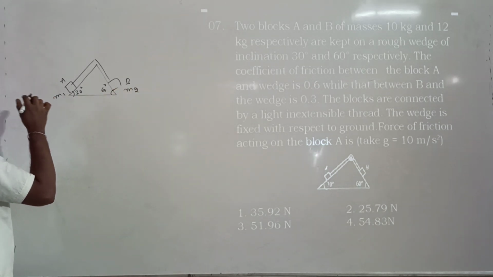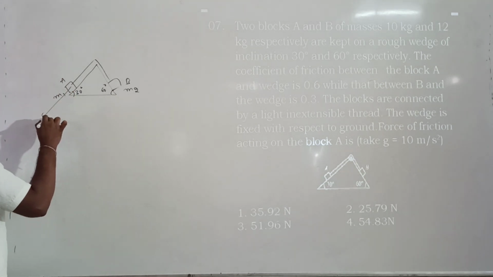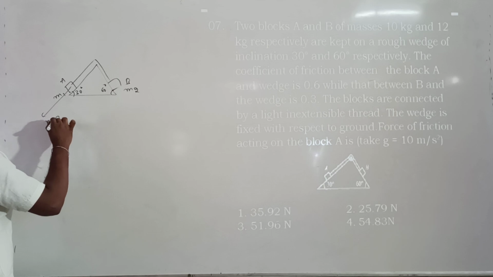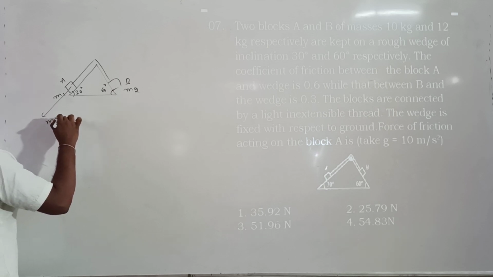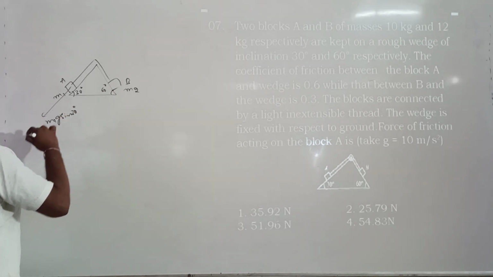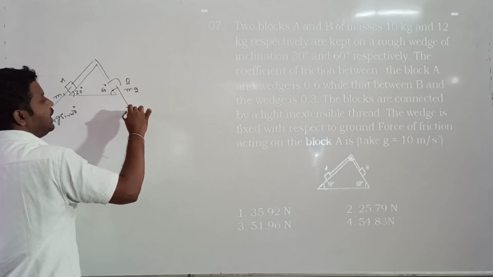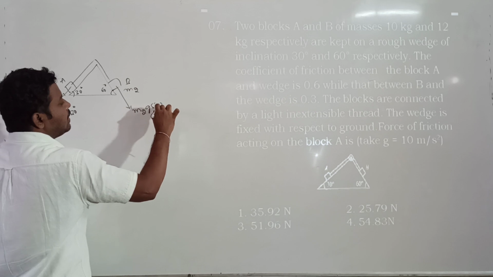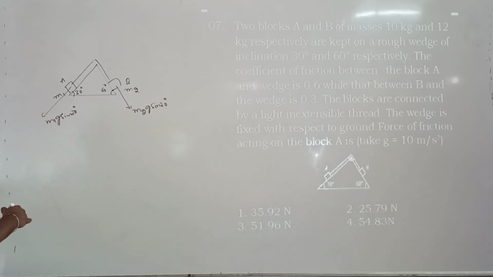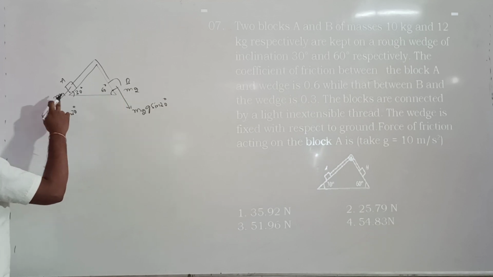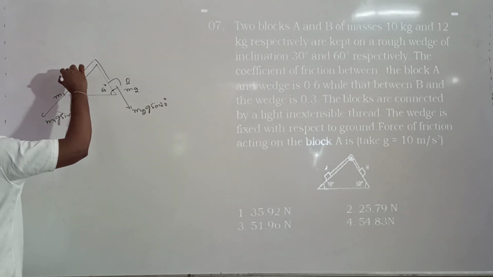What are the forces acting on block A? Its weight. Because this is an inclined plane, its weight is resolved into components. That is M1 into G into sin 30 degrees. Correct? And what about this block? Its weight component is given by M2 into G into sin 60 degrees. Okay? Now, this weight is more, M2 greater than M1. So this block will move.